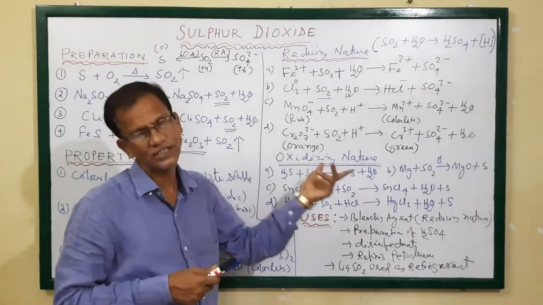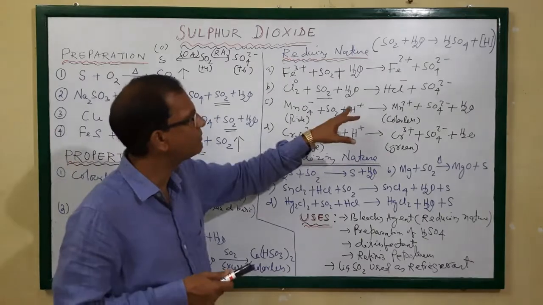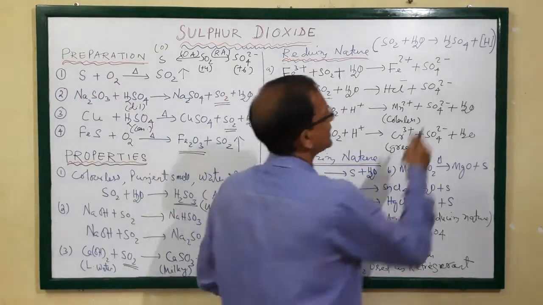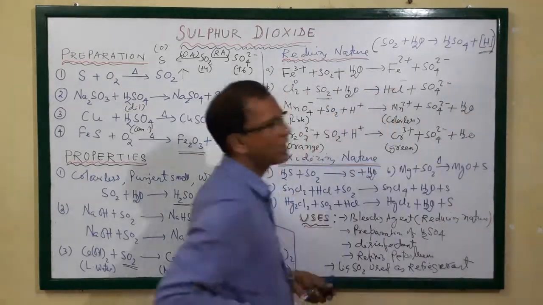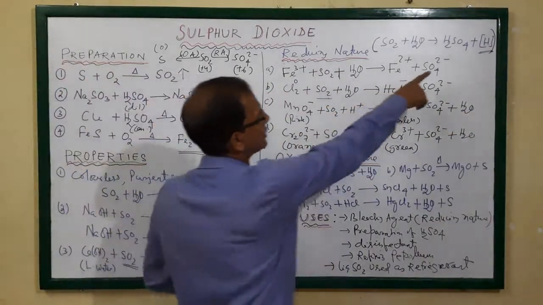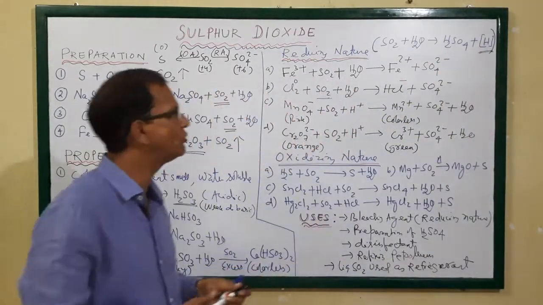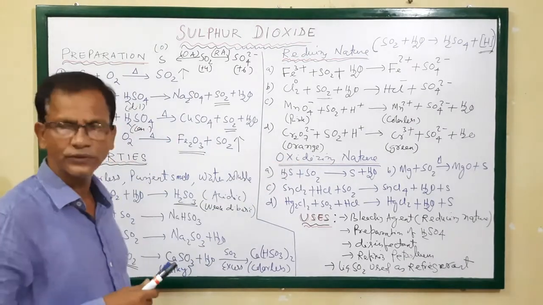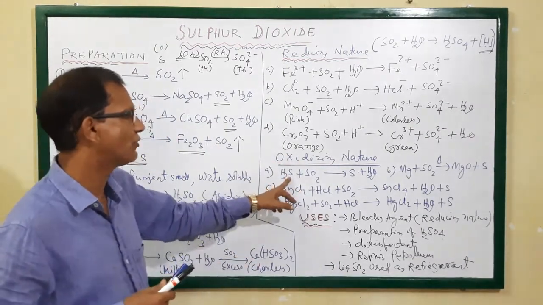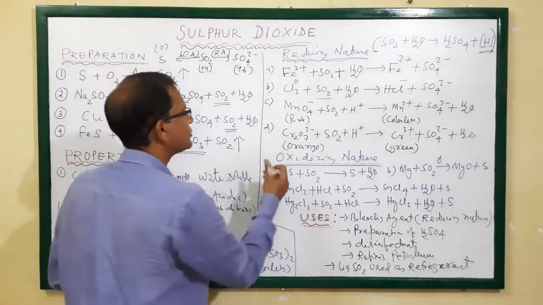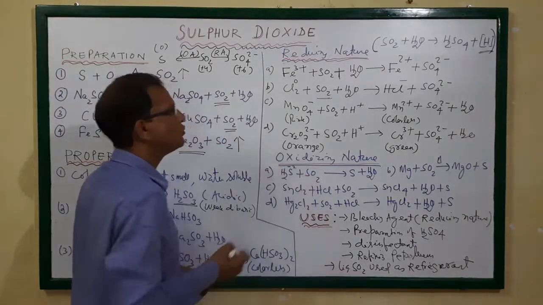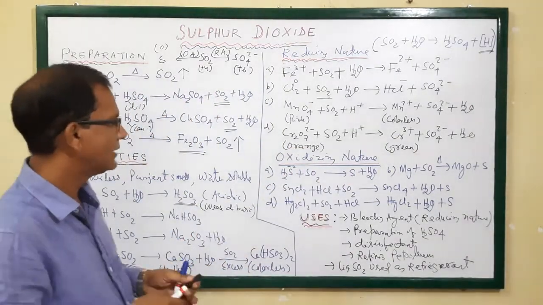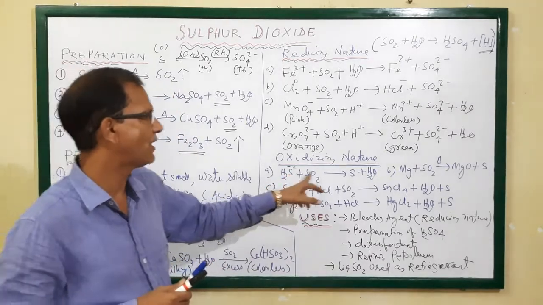What is the oxidizing nature of sulfur dioxide? Let me first repeat this. When it acts as a reducing agent, sulfur dioxide produces atomic hydrogen. Sulfur dioxide plus water produces sulfuric acid and hydrogen. That hydrogen acts as the reducing character. So what is the oxidizing nature of sulfur dioxide? It oxidizes hydrogen sulfide to sulfur, because the oxidation state in hydrogen sulfide is -2, and now it is 0. So -2 to 0 means oxidized. So sulfur dioxide oxidizes hydrogen sulfide to sulfur.